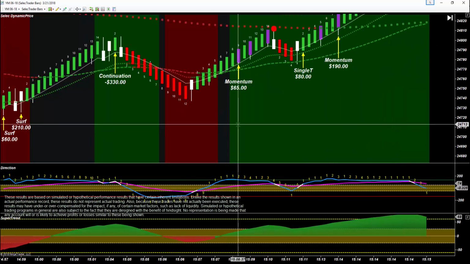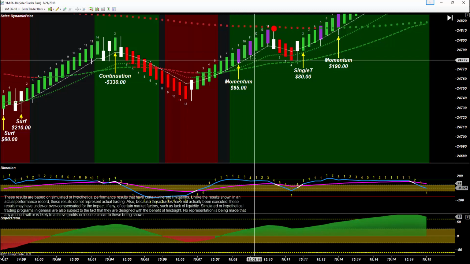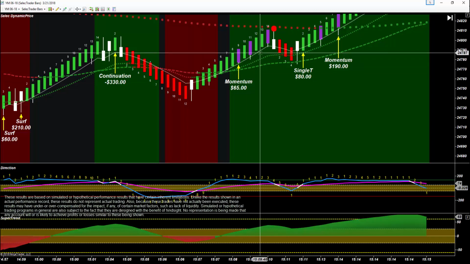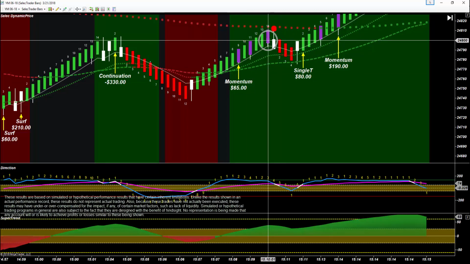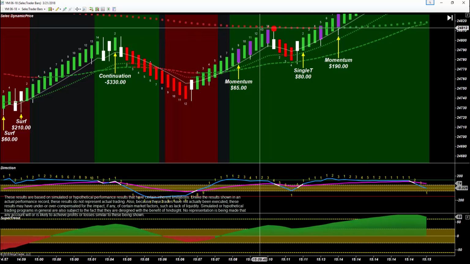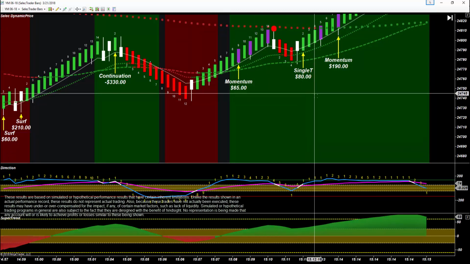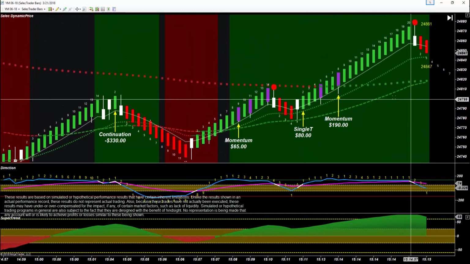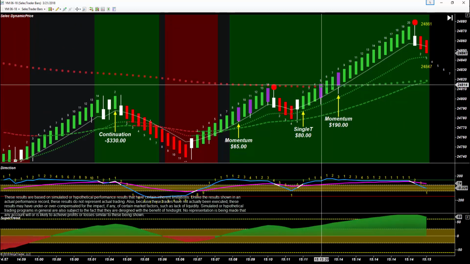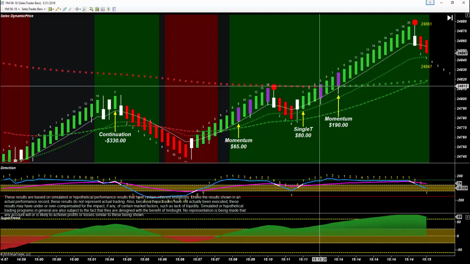And we have a momentum long. This one does hit profit target and grabs an extra tick with the runner. We will avoid this one because it is heading right into the 200. Then we have a single T at 15.11 that does hit profit target. And we'll pass on this one because it's just a tick or two above the 200.